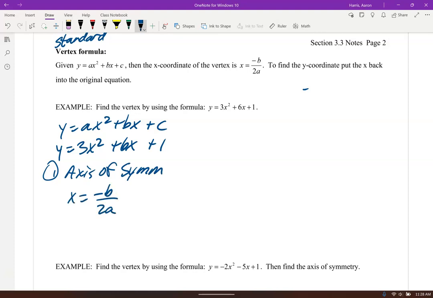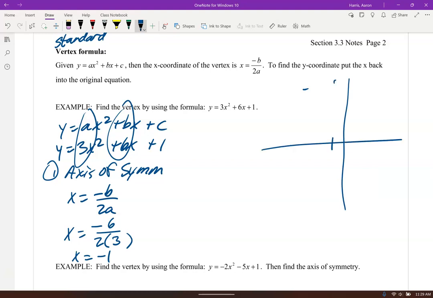That's the middle of my graph. X equals, so my b is 6. So negative 6 over 2 times my a, well, my a is a positive 3. So negative 6 over positive 6 is negative 1. So if I was graphing this, I would put that negative 1 on my graph. And that's where my vertex is. And I also know my a is positive 3, so it's going to open up. And that's where I would start plotting points. My vertex is on the axis of symmetry. It has an x value of negative 1.